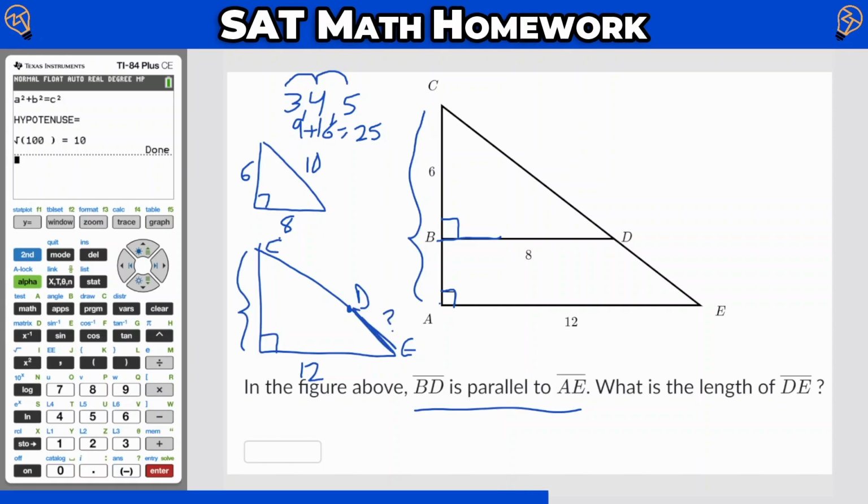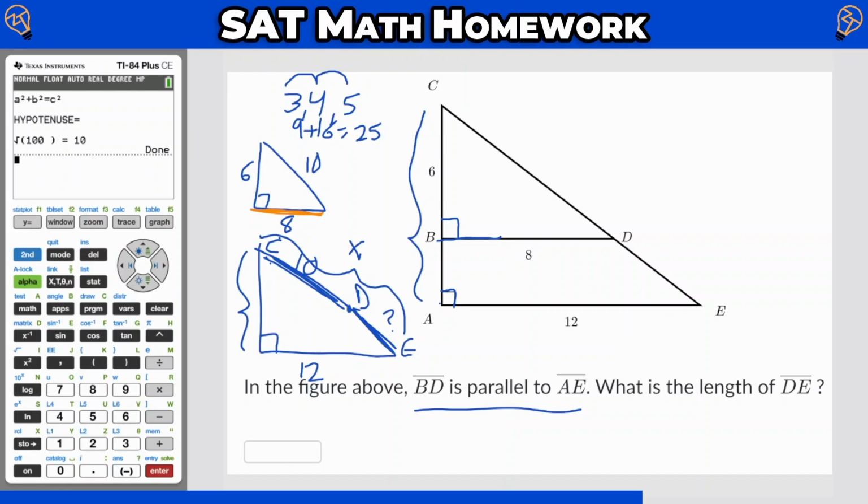Now, in order to get it, let's go ahead and find this whole hypotenuse. And once we find it, we already know that this portion of it is 10. So once we find what we can call x, we can go ahead and subtract 10 from it. So let's set that up.